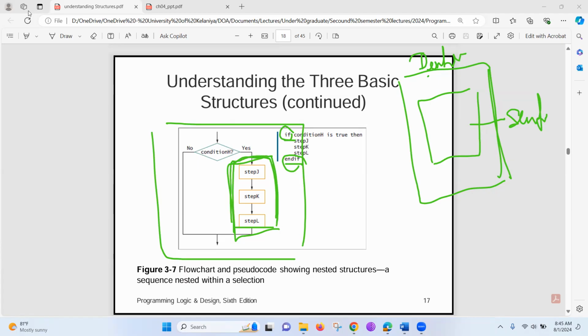Then these 3 steps also you can call as one block, right? One block. This is the thing you need to understand.